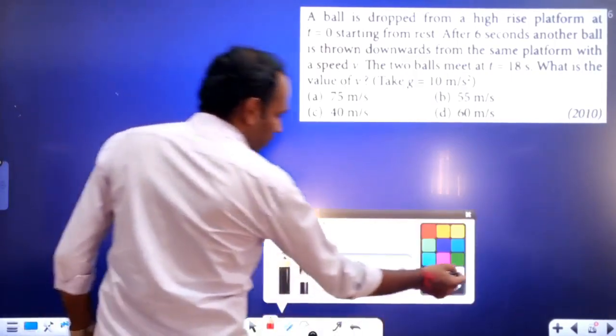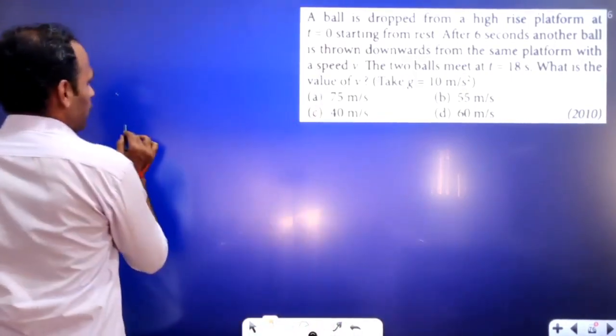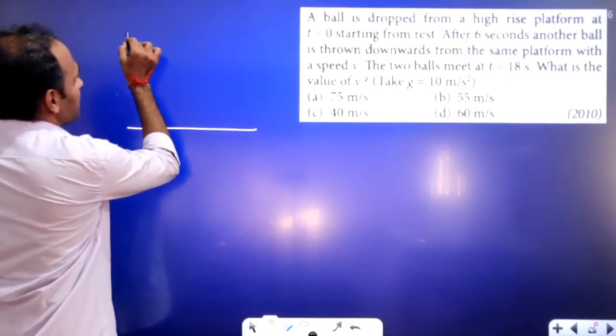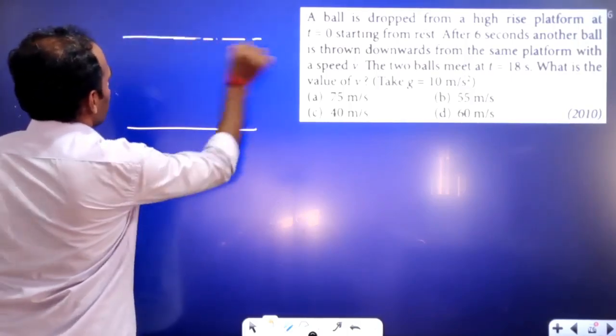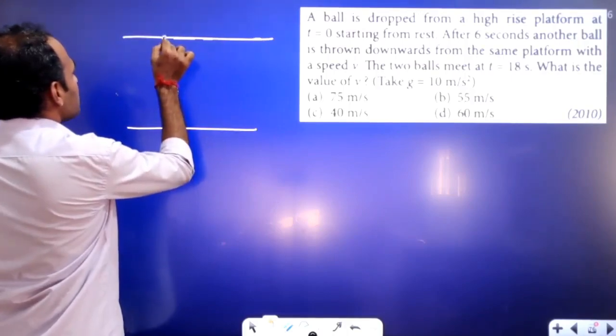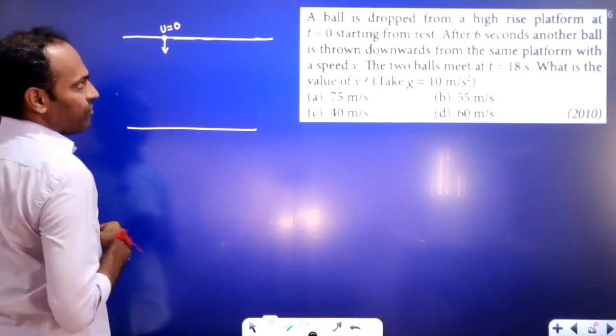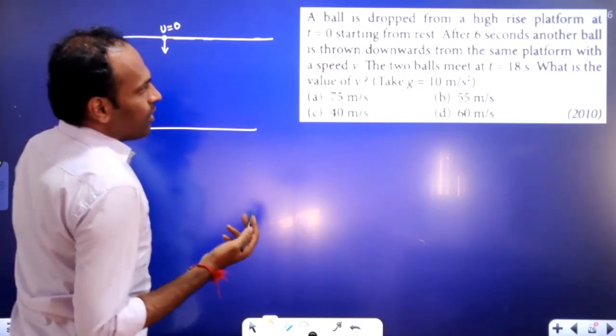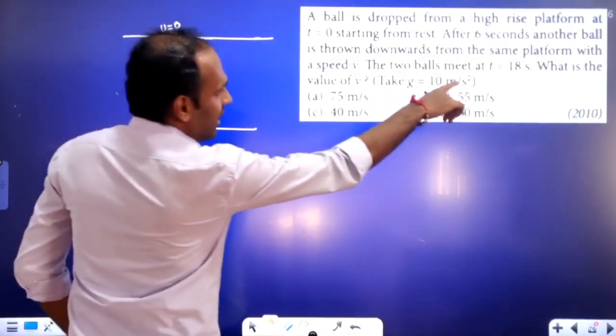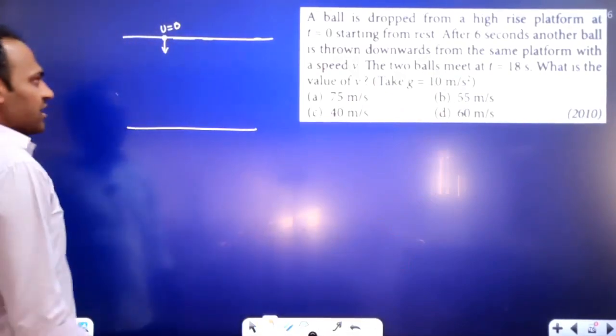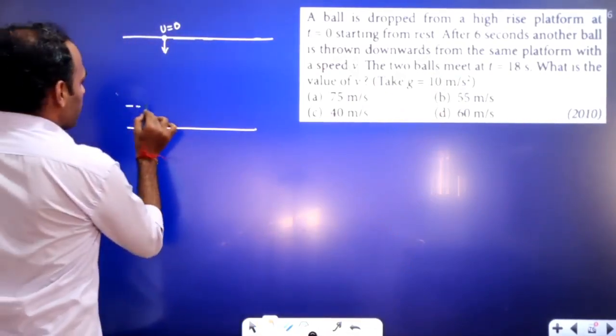See, ಎರಡು balls ನಮಗೆ same height ದಿಂದ drop ಮಾಡಿದ್ದಾರೆ. Two balls have been dropped from the same height. Let me say this is the height from where it has been dropped. ಇಲ್ಲಿಂದ drop ಮಾಡಿದ್ದಾರೆ. First ball has been dropped, so initial velocity is 0. Right? ಆಮೇಲೆ two balls will meet at t is equal to 18 seconds ಅಂದಿದ್ದಾರೆ. Okay, ಎಲ್ಲೋ ಈ ಪಾಯಿಂಟ್ ಬಂದು ನಮಗೆ ಎರಡು balls meet ಆಗಿದಾವೆ.